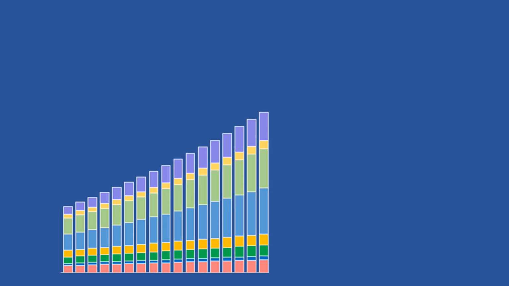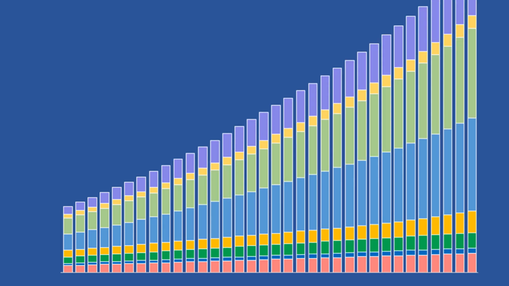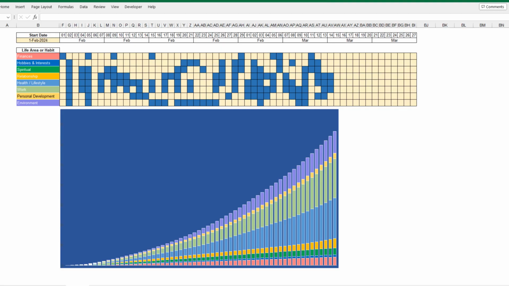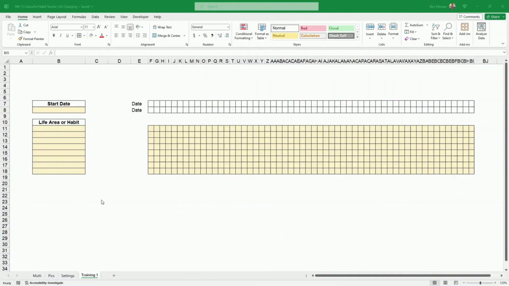As we have associated a different color for each area, you can check as you progress which area is going great, and which might need more focus. Do you want to give it a try? Well, let's build this together. This spreadsheet is actually very simple.